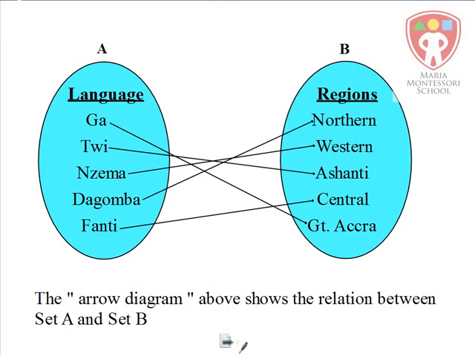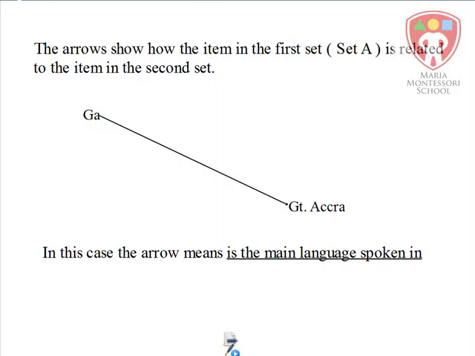Pause the video and see if you can find the relationship between set A and set B. Well, I'm sure you got it. Here we have an arrow diagram. It's called an arrow diagram because we have arrows linking the members of set A to the members of set B. The arrows show how the item in the first set is related to the item in the second set. So if you remember, for example, Ga is the main language spoken in Greater Accra. So in this case, the arrow means is the main language spoken in.